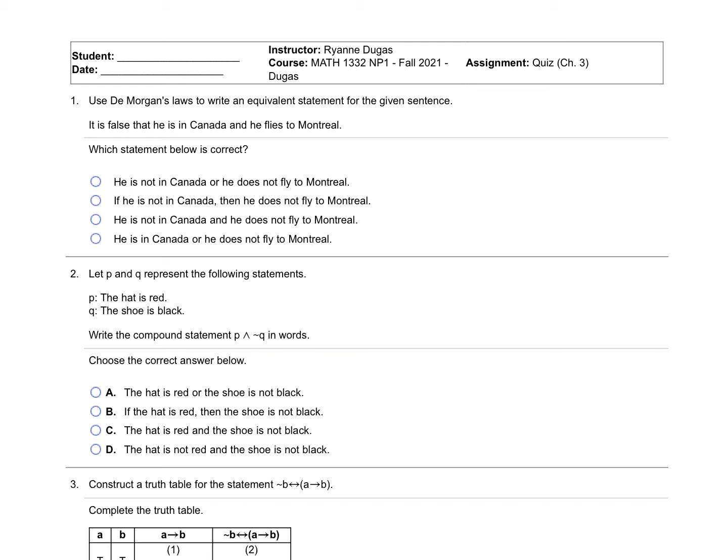This is a review of the Chapter 3 quiz. Remember that you may get different problems from this because each problem is pooled, but this just gives you an overview of the material from Chapter 3, and hopefully it will help clear up any issues that you're having or questions that you had.